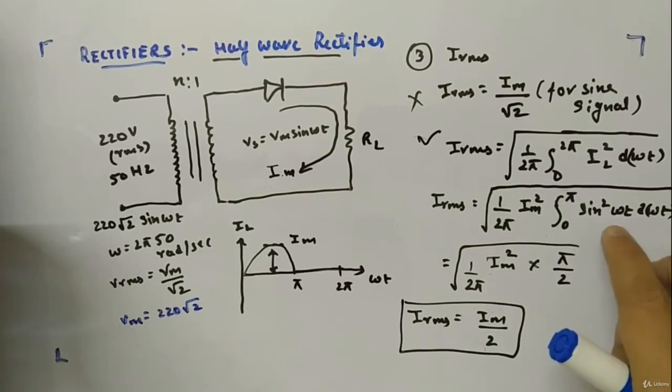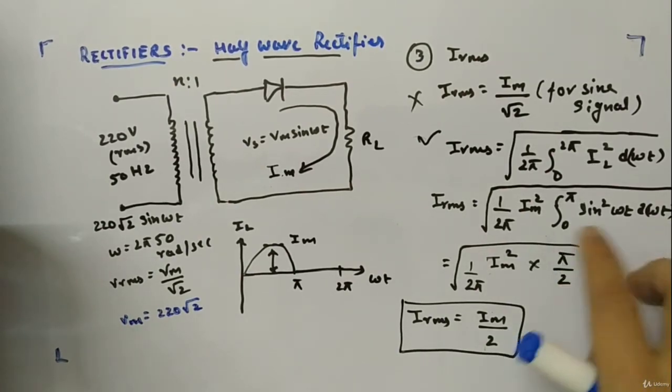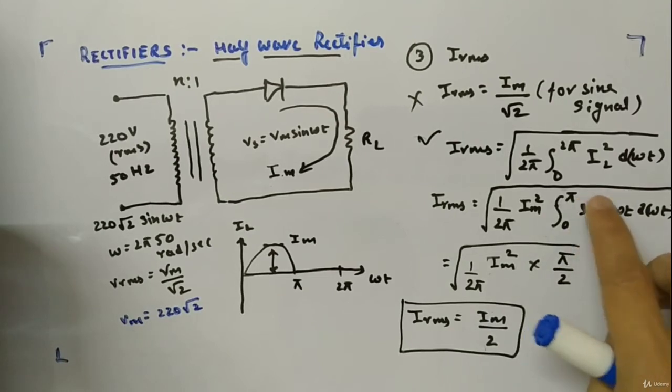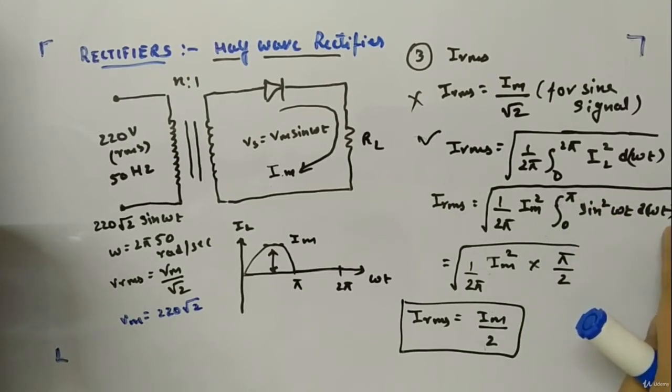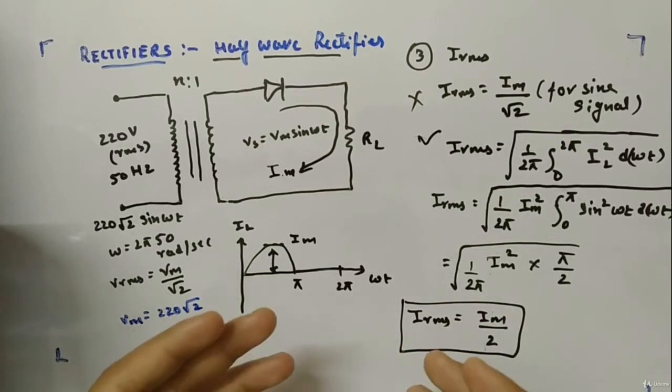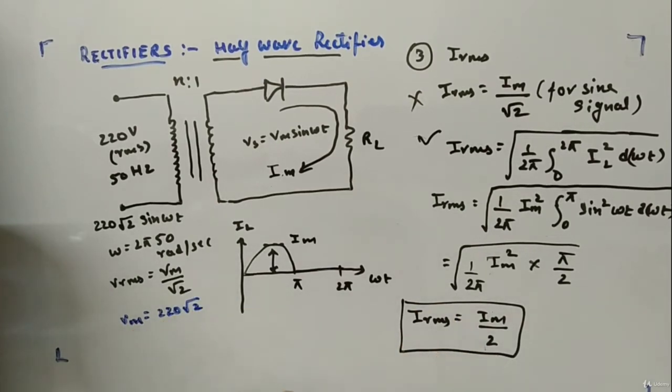Okay, so now if you will solve it, this integration will give pi by 2. 0 to pi sine square omega t d omega t will give you pi by 2, and if you will solve this, you will get IRMS is equal to Im by 2. Okay, simple relation. So IDC value is the average value, IRMS is a root mean square value. Okay, and VDC we have seen, it's a DC output voltage.